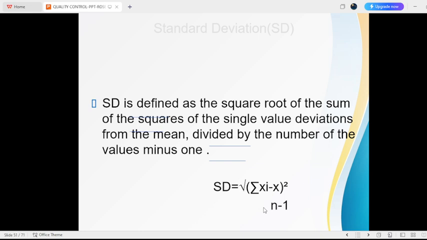Next is how we will calculate standard deviation or SD. This is the formula to calculate SD. SD is defined as the square root of the sum of the squares of the single value deviation from the mean, divided by the total number of values minus 1.